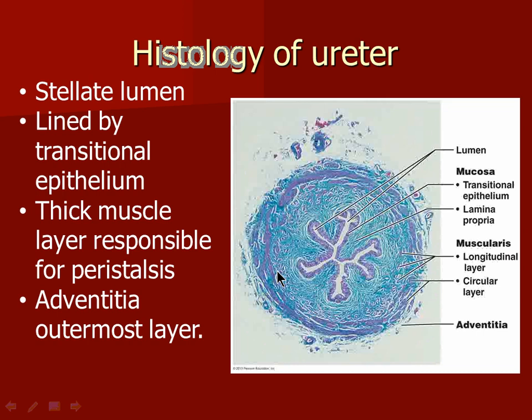Here's the histology of the ureter. Since it's extremely muscular, when you look at it under the microscope, the lumen is kind of thrown into folds like that. So it looks very star-shaped, which we say is a stellate lumen. It is lined by transitional epithelium, which is particularly suited to the ureter and the urinary bladder, because transitional epithelium is one of those epithelia which is capable of stretch. So it can stretch and accommodate the volume of urine.